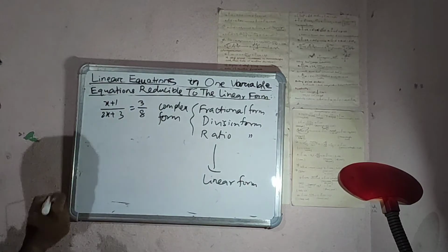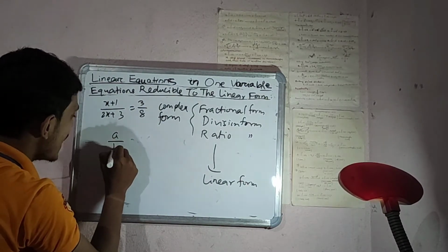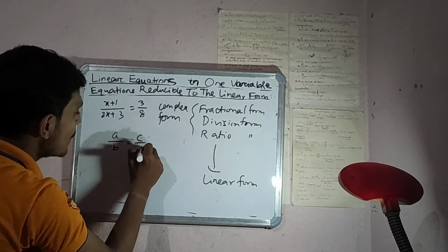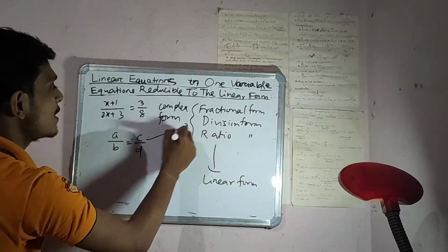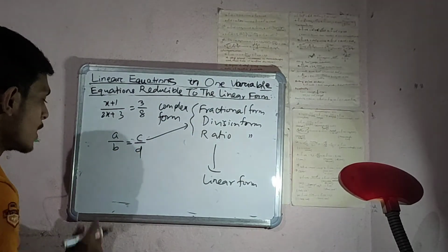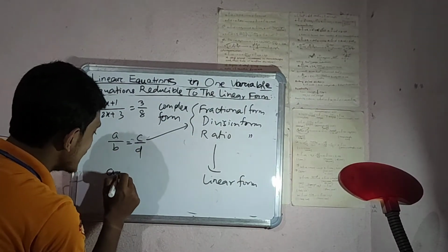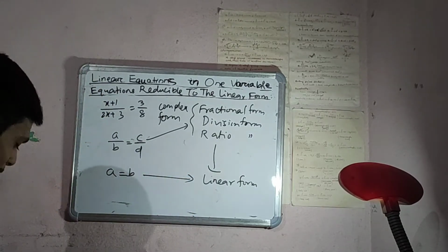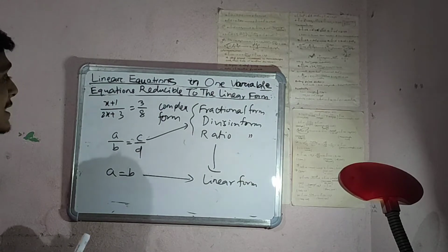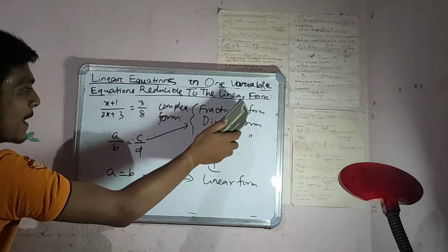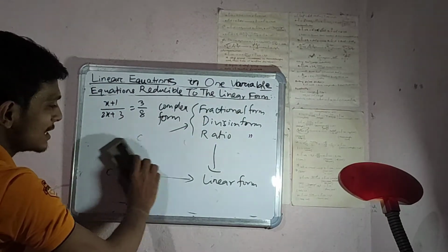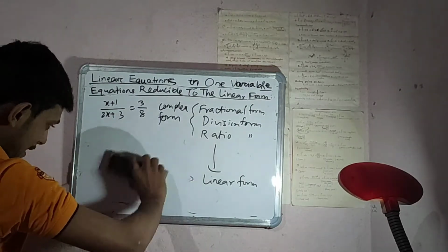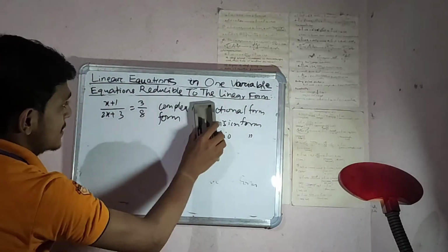What is the linear form? Let the form be A upon B is equal to C upon D. This is the fractional form or division form or ratio form. But when A is equal to B, this is in the linear form. So this type of complex or fractional form of equation can be reduced into the linear form in this process. See.